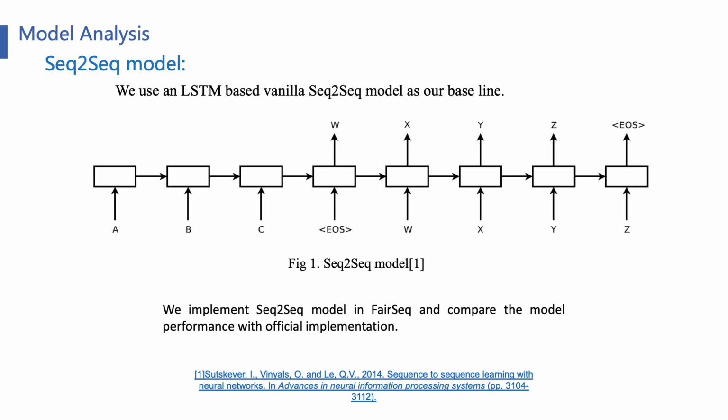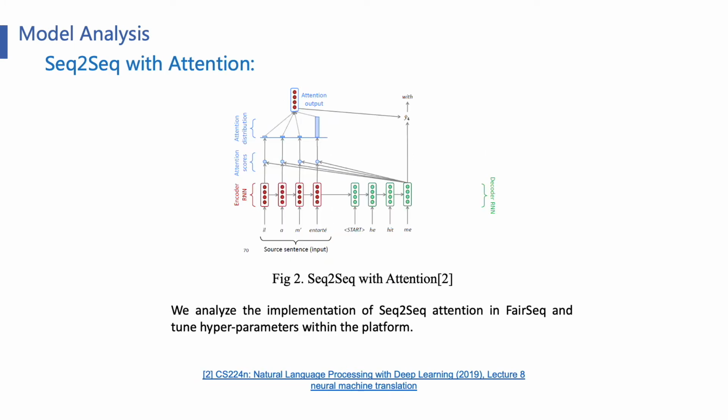The basic idea of our project is to use different types of models to compare their performance. We constructed our baseline model using the simple LSTM sequence-to-sequence model. The second model we chose is the sequence-to-sequence with attention model. With the help of the attention mechanism, we expect it to have better performance than the baseline model.